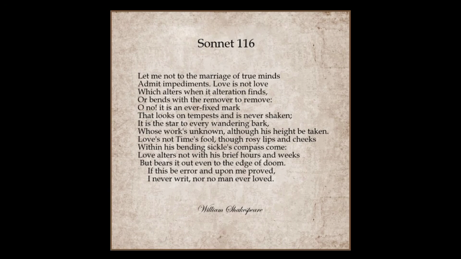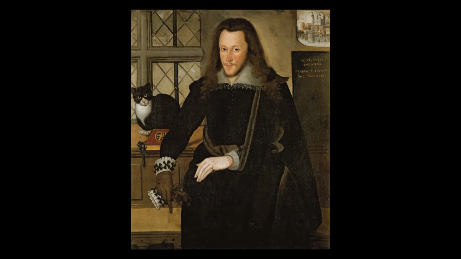Like any other Shakespearean sonnet, this poem has 14 lines with three quatrains and one ending couplet. It has a rhyme scheme of ABAB, CDCD, EFEF, GG. This poem is believed to be addressed to the Earl of Southampton, Henry Wriothesley, who was the patron of Shakespeare.